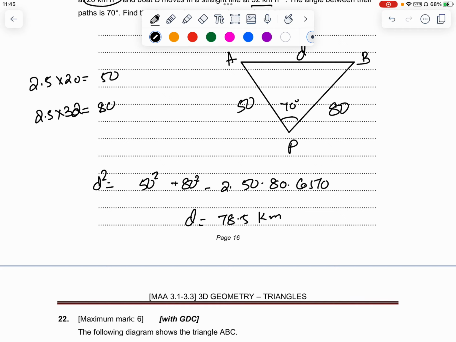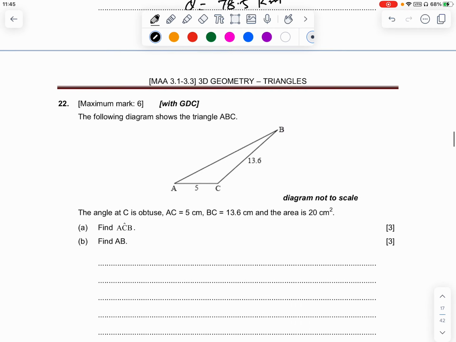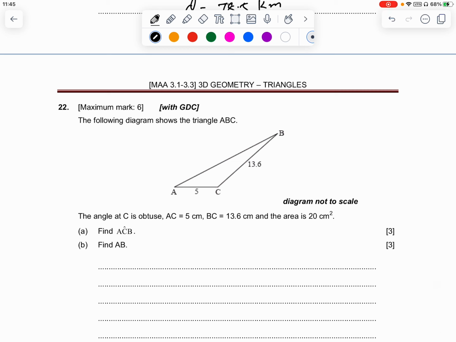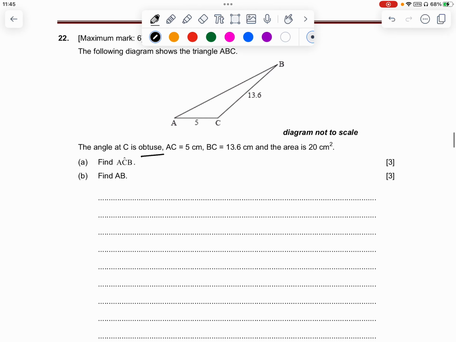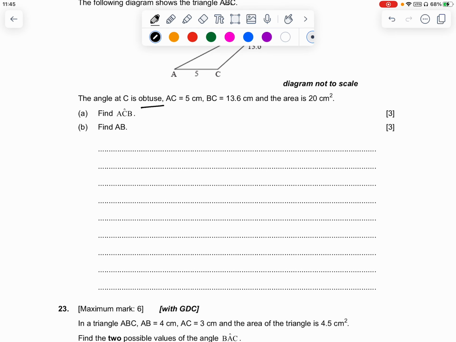Question number 22. Find angle C, which is obtuse, and the area is 20. Find angle ACB and AB. So, area is 20, so 1 upon 2 times 5 times 13.6 times sine C equals 20. From here, I'll be getting sine C equals 0.5882 and so on. So, C equals 144 degrees, because it is obtuse, I take an angle greater than 90 degrees.